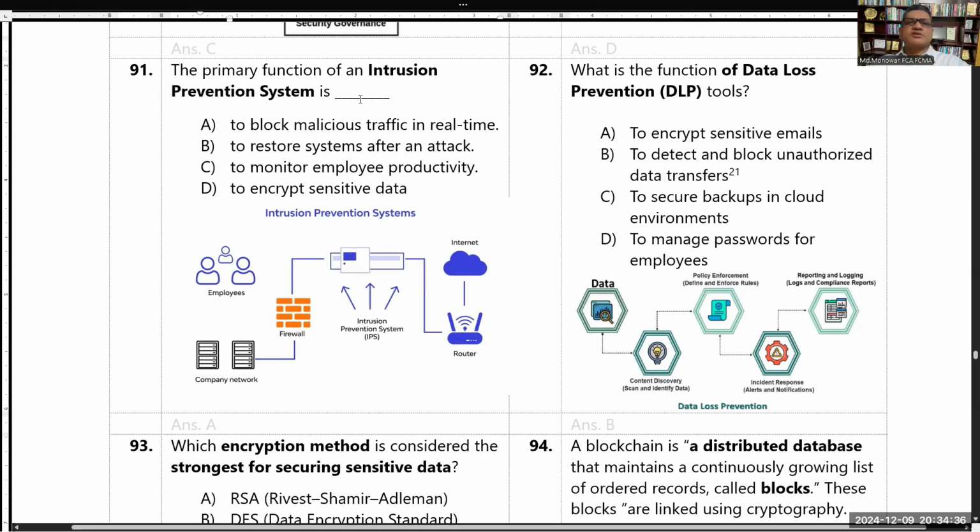The primary function of an intrusion prevention system is to block malicious traffic in real time. So in real time, to block the malicious traffic. Answer A. What is the function of data loss prevention (DLP) tools? The function of DLP tools is to detect and block unauthorized data transfers. So to detect and block unauthorized data transfers is the function of data loss prevention tools.